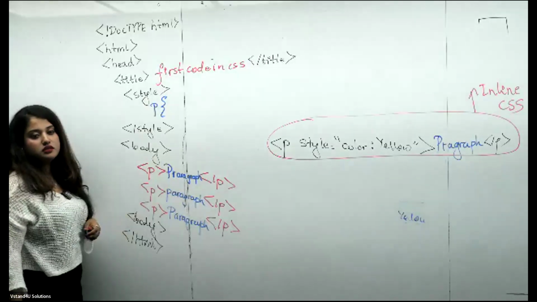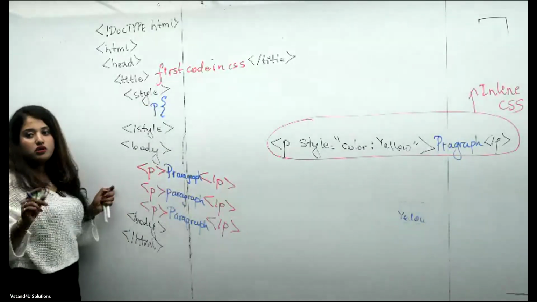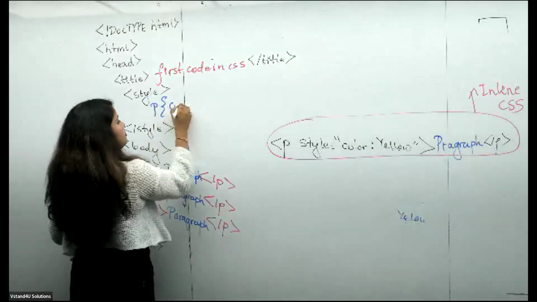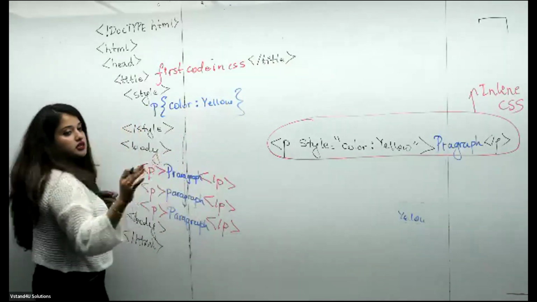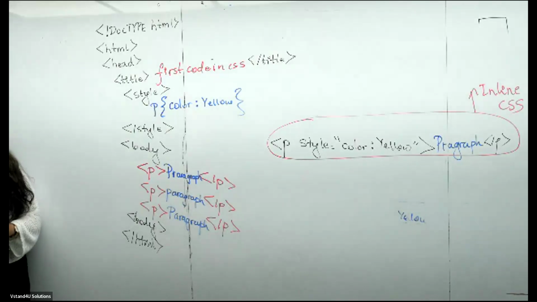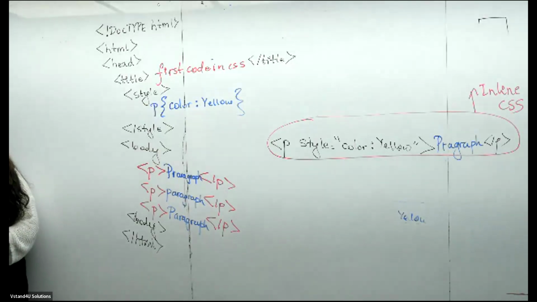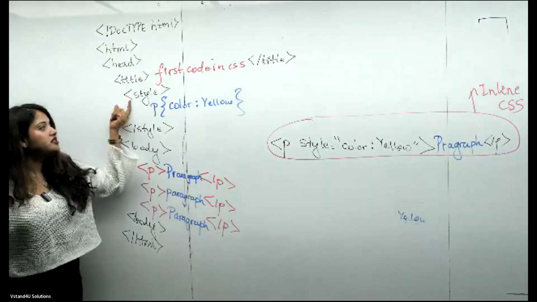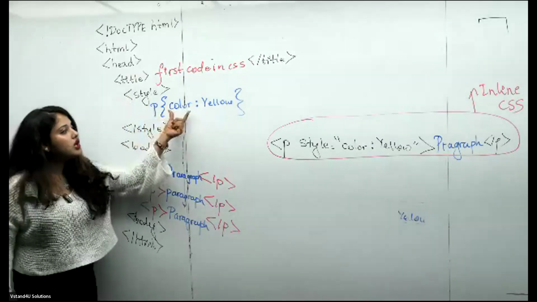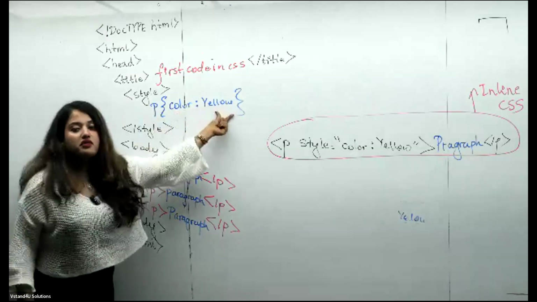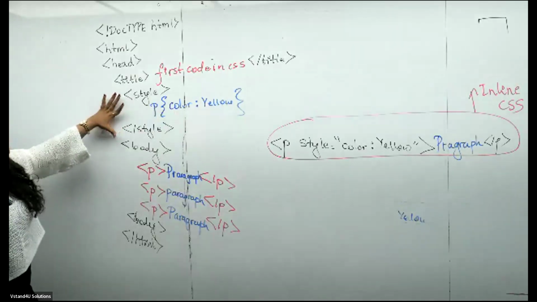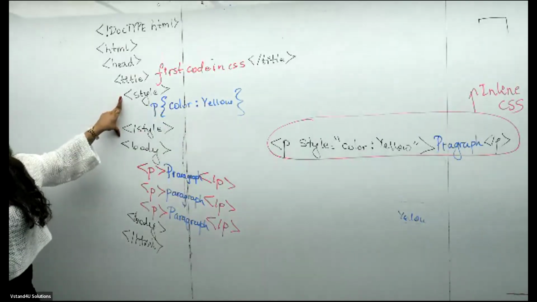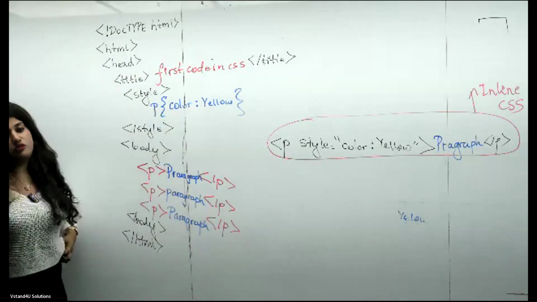Then open curly braces. Now what is the style I want to pass? I want to change the color. So I will mention color and give it a value. Close. Done. See here also I have given the property name and the property value, the same syntax for CSS. Now I have done nothing but use one extra tag in CSS, that is called the style tag, and I'm changing the color of it.